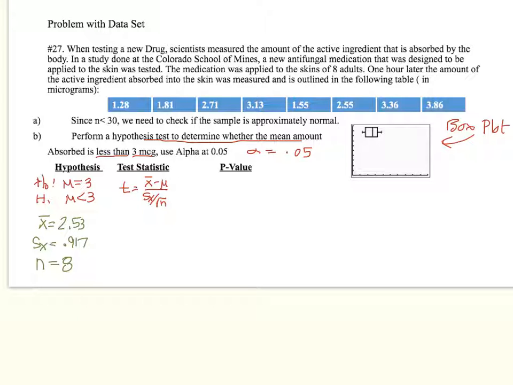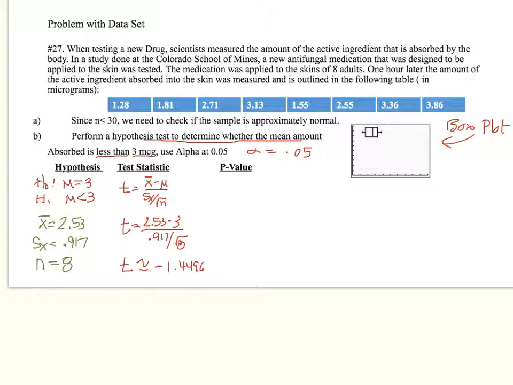T in this case is equal to 2.53 minus 3 divided by 0.917 divided by the square root of 8. And we get T to be approximately equal to a negative 1.4496.